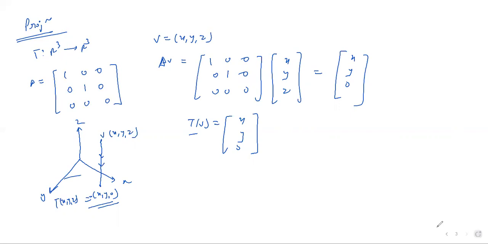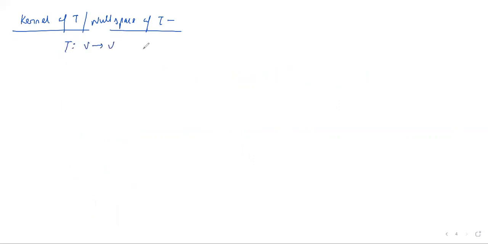Okay, now there is an important topic in linear transformations that is said as kernel of T, or you can say null space of T. Let's see this. So my linear mapping here is defined as T: V to U. This is a linear mapping.